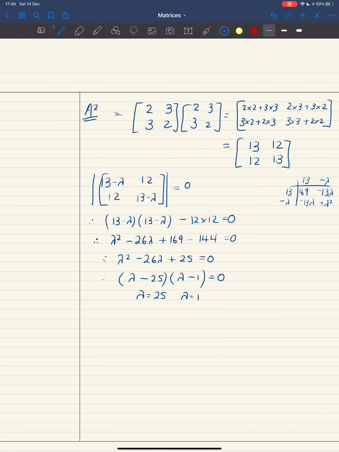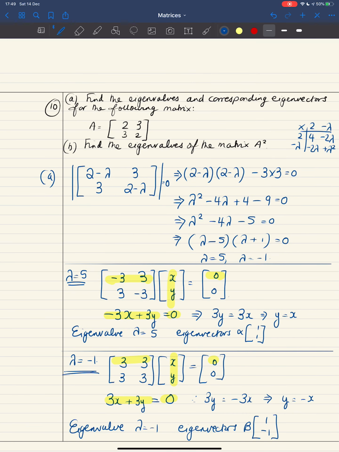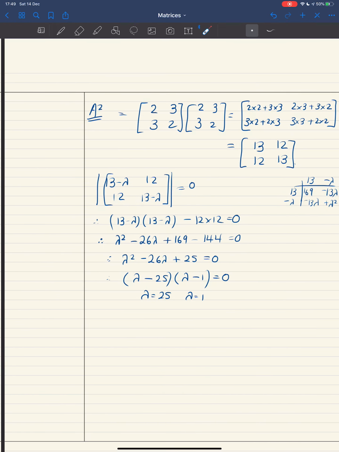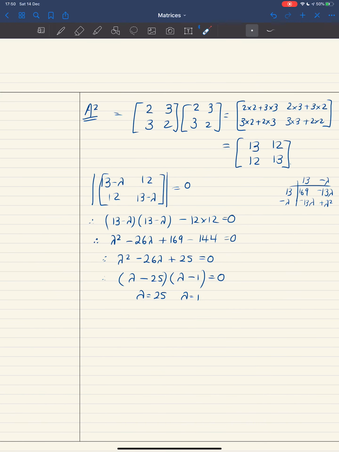If you compare with the other one, the eigenvalues of A were 5 and minus 1. The eigenvalues of A squared are 5 squared, 25, and minus 1 squared, which is 1. So you can see that there. We didn't really need to do that step, but I've done it once.